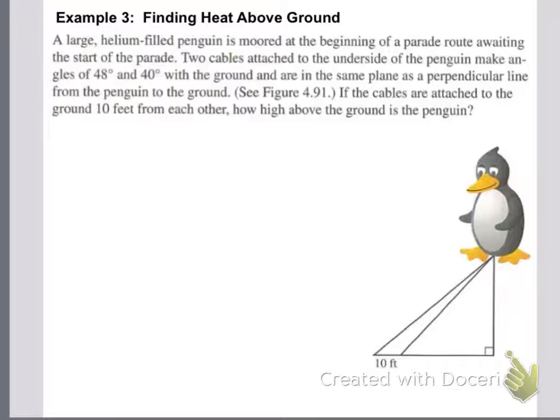This is like the Macy's Thanksgiving Day Parade. There he is, the penguin. A large helium-filled penguin is moored at the beginning of a parade route awaiting the start of the parade. The two cables attached to the underside of the penguin make angles of 48 degrees and 40 degrees with the ground and are in the same plane as a perpendicular line from the penguin to the ground. It says see figure 4.91. I'm guessing this is figure 4.91. This guy.